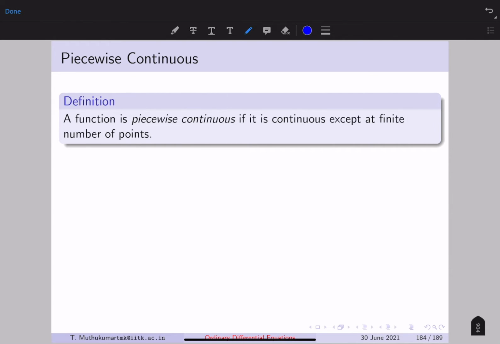For that, let's look at the definition of what is called a piecewise continuous function. What is a piecewise continuous function? It is a function that is continuous except at a finite number of points. A function something like this is a continuous function, and you have already seen the definition of a continuous function in terms of epsilon and delta.